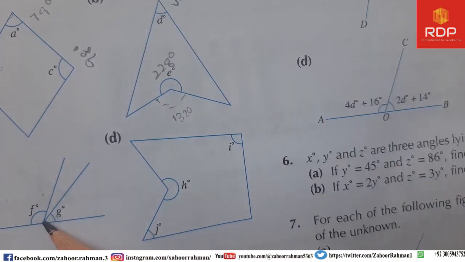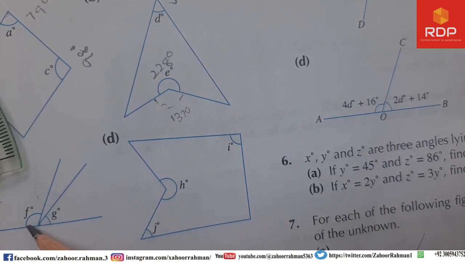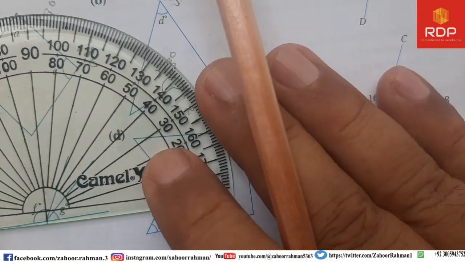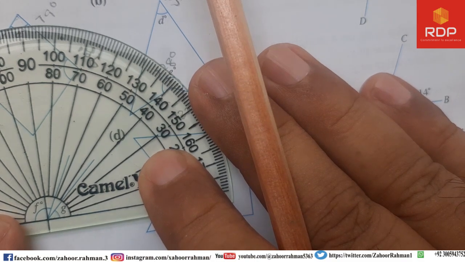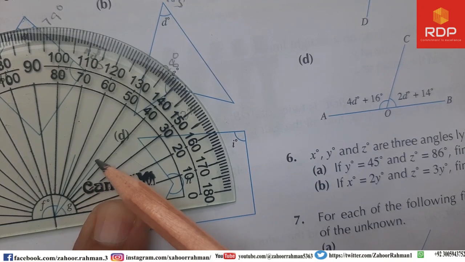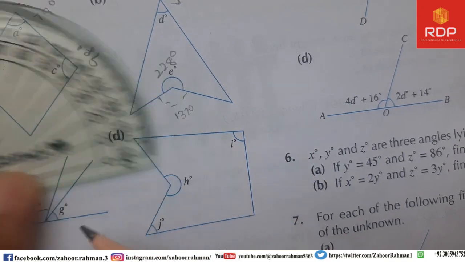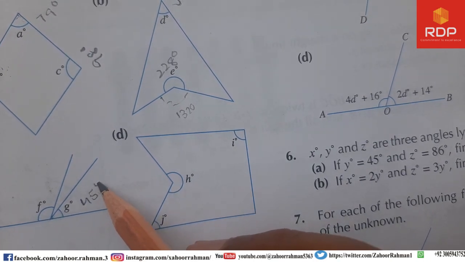We have to put this middle point at this point, and this line will overlap this line. So let us do it here, and exactly you can see that this is between 40 and 50. So it means that this angle is 45 degrees.